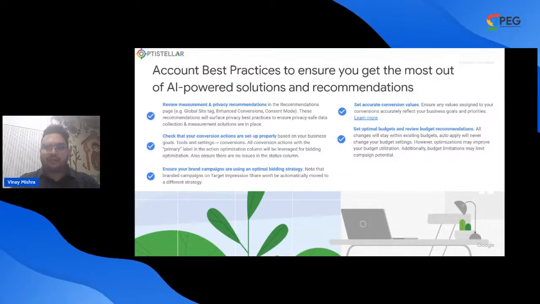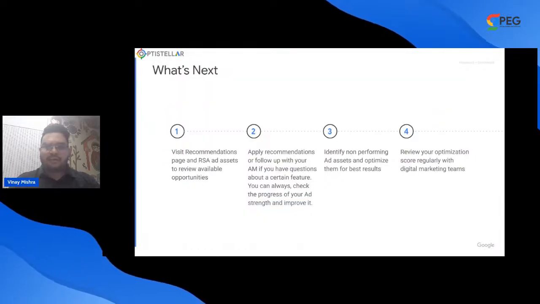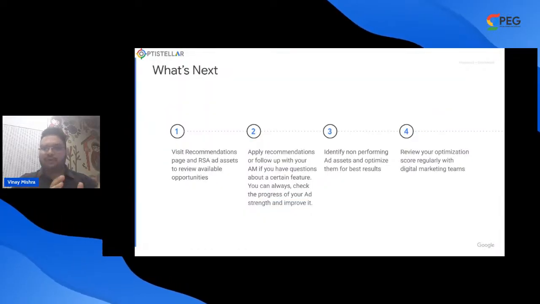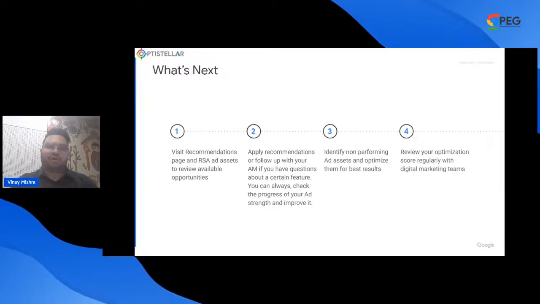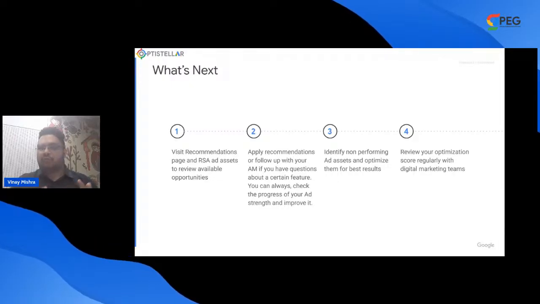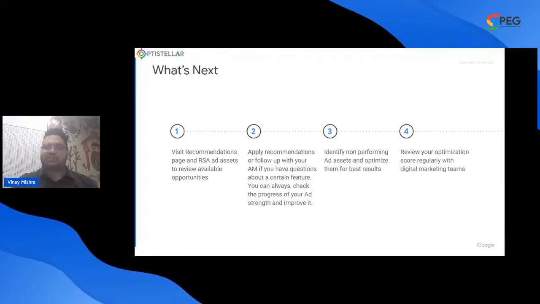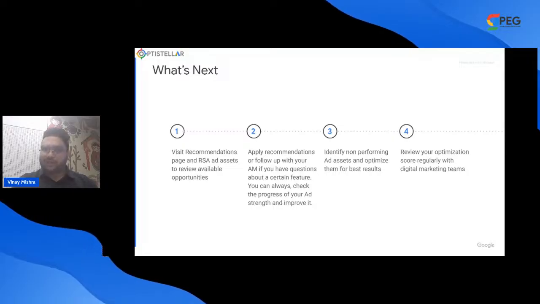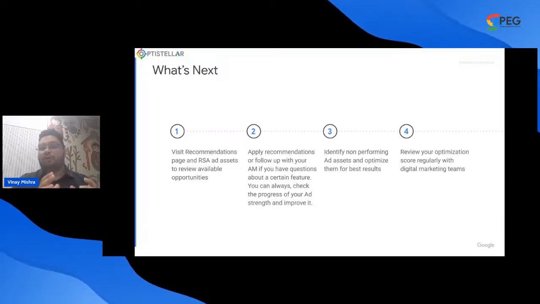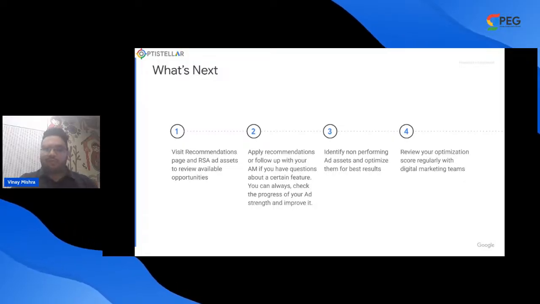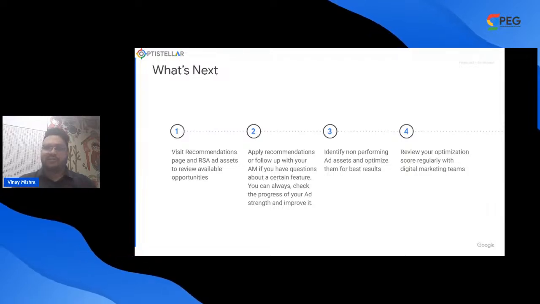Great. With that being said, these are the takeaways probably that you can talk about. So make sure that you're visiting the recommendations page and your RSA ad assets to review the opportunities that are available for your business, for your campaigns, and apply the recommendations.